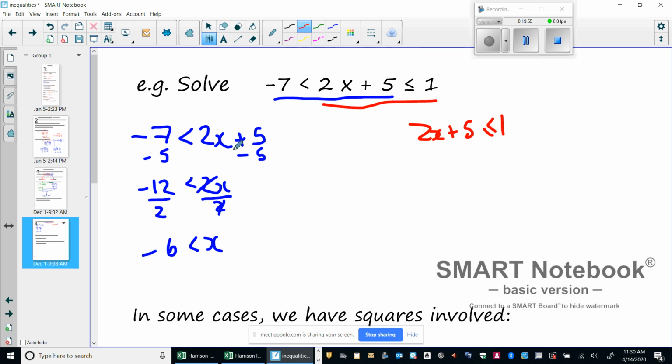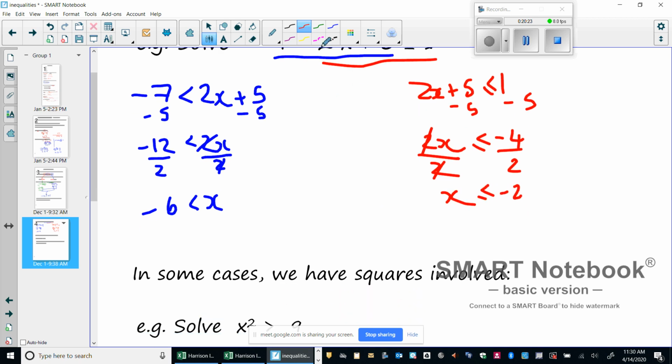And that is actually important. Some of you are changing your signs to different ones. You mustn't do that. So this one here, very similar. Focus on the x. We need to isolate that. So we take away 5 from both sides. So 2x and 1 take away 5 is negative 4. And then divide both sides by 2. So we get x is less than or equal to negative 2.